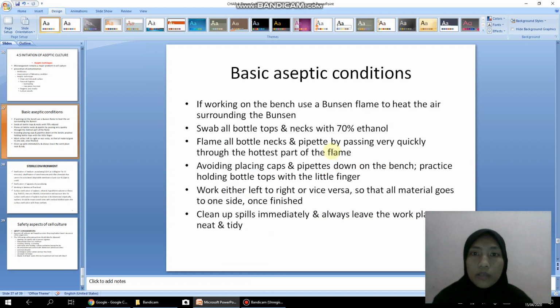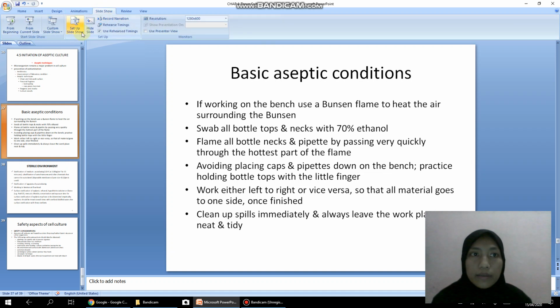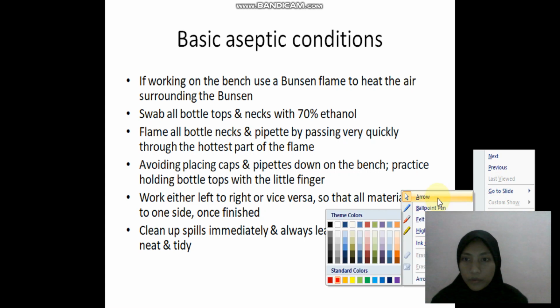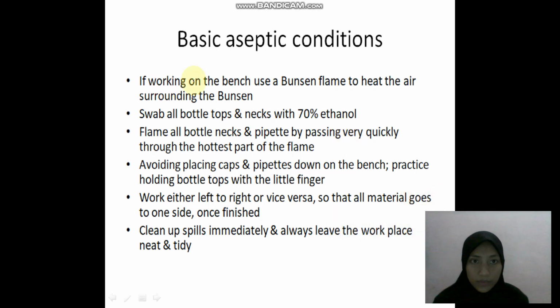And if working on the bench using a Bunsen flame, you need to heat the air surrounding it. For example, let me put some arrow here. You need to swab all the bottle tops and necks with 70% ethanol. Flame all bottlenecks and pipettes by passing very quickly through the heart of the flame.